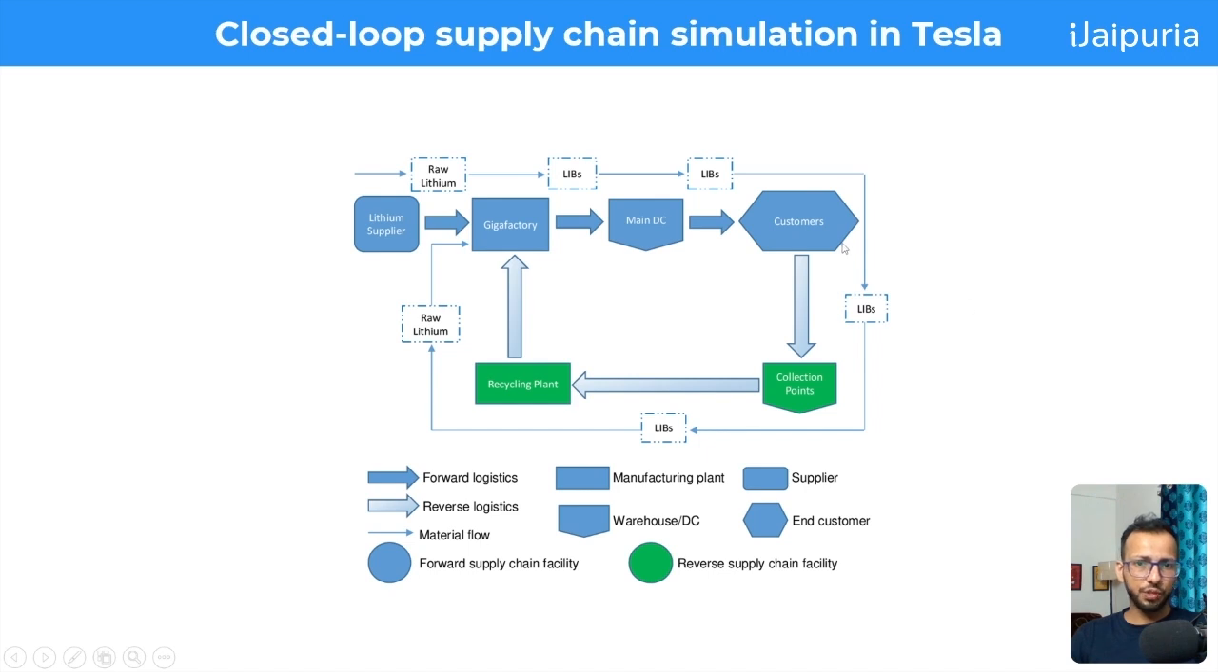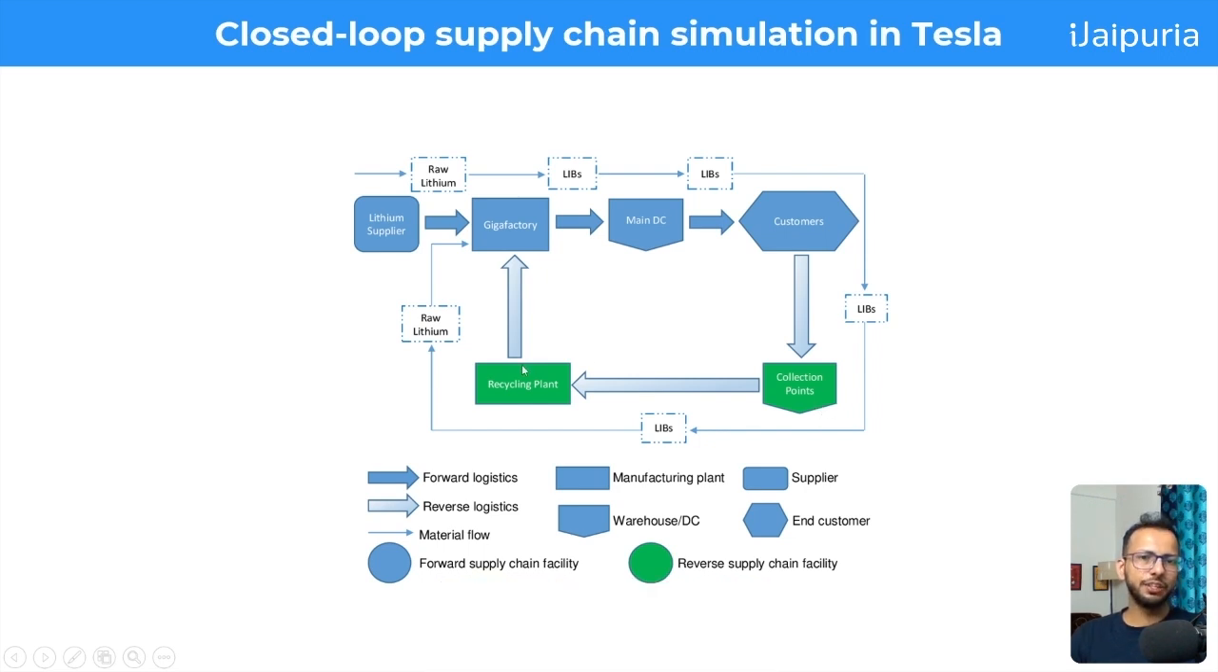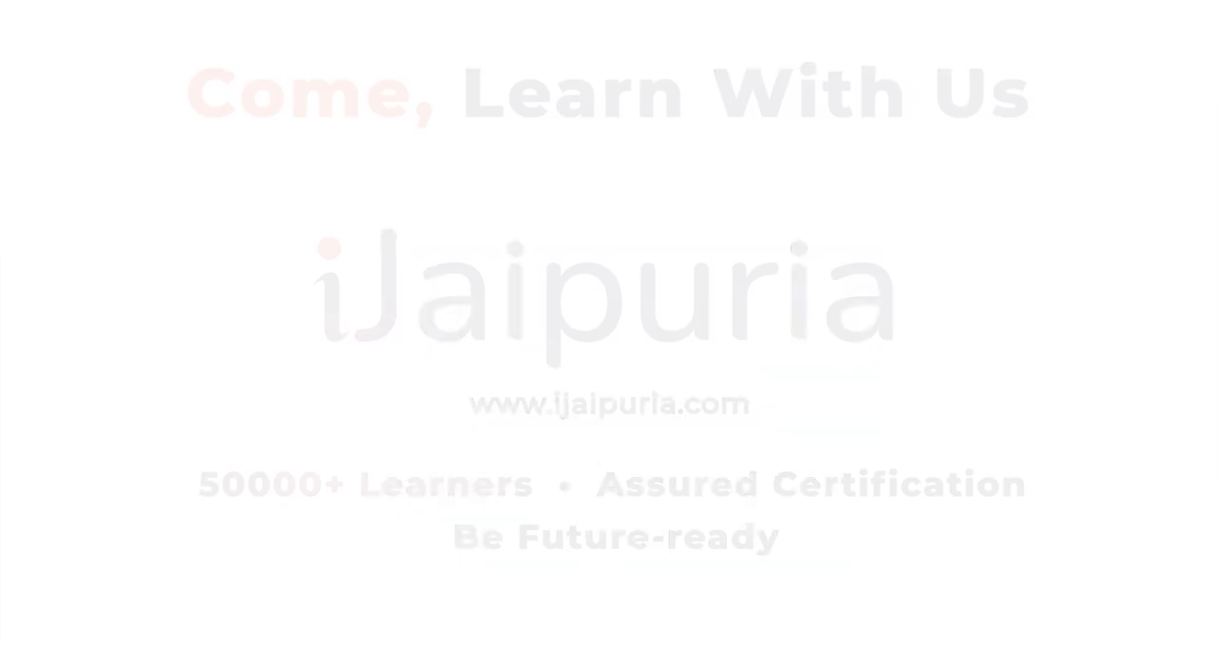Once the customer has used a specific car for, let's say, 10, 15, or 20 years, all of that goes to the collection point where they collect all of the wastage and recycle as many components as they can. They always try to manufacture a specific battery cell or the covering of a battery cell inside their factory. Again, you have all of these diagrams to showcase the forward logistics, the reverse logistics, the flow of material, the forward supply chain facility, the manufacturing plant, the warehouse and distribution center, supplier and end consumer.